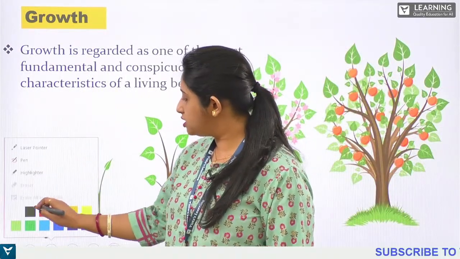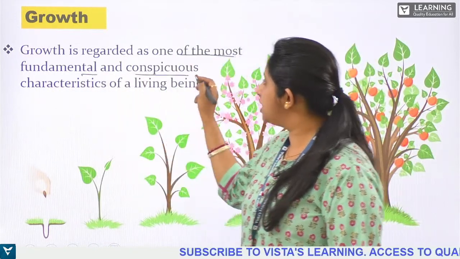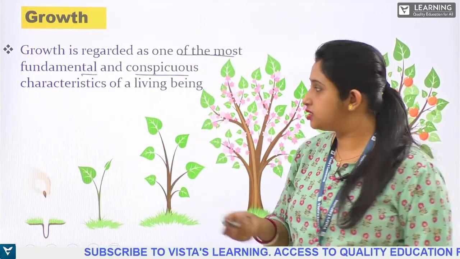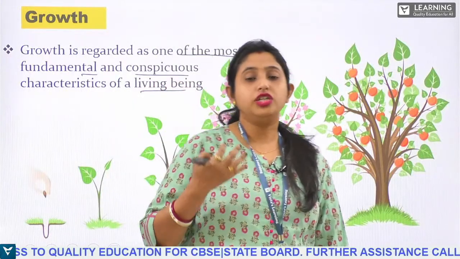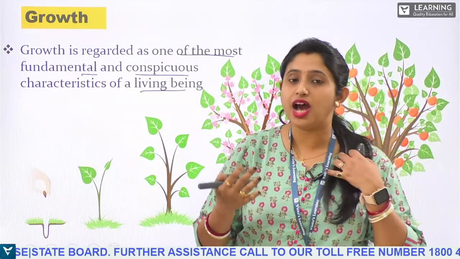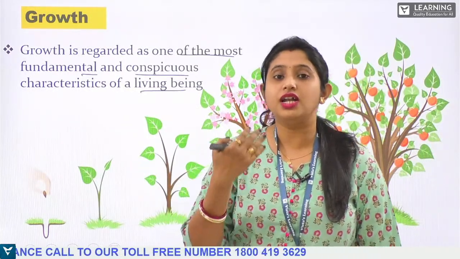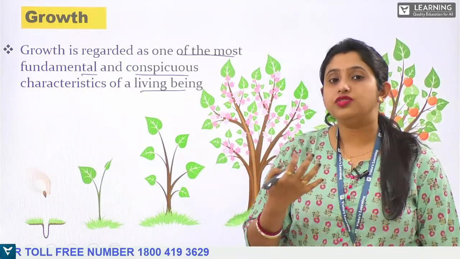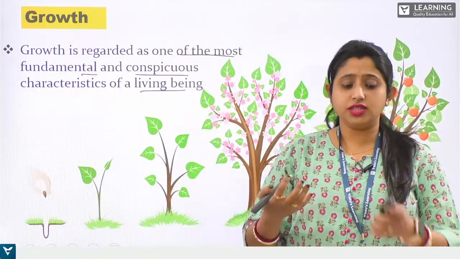Growth is regarded as one of the most fundamental and conspicuous characteristics of living organisms. All living organisms undergo growth and development. So what happens in case of growth? The cell divides. Because of the cell division, the mass of the body increases, because of which the growth is taking place.